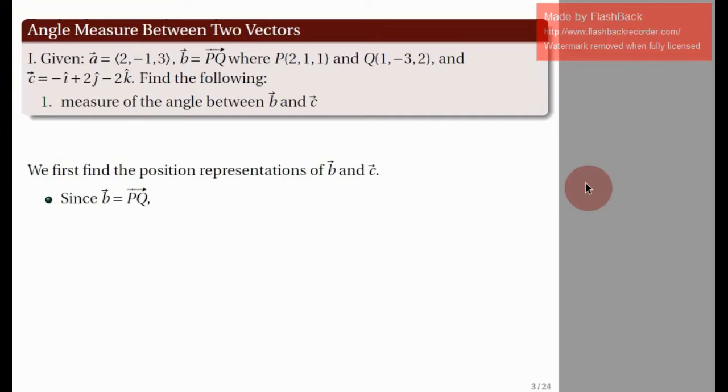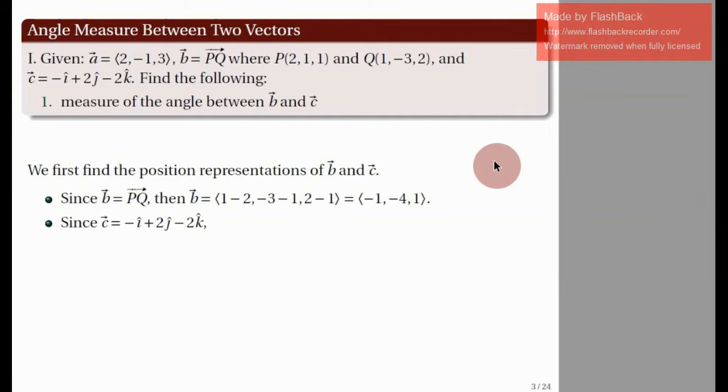For vector B, it is defined as the vector from P to Q, where P is the initial point and Q is the terminal point. To find the components of vector B, we will be subtracting the components of the initial point from the corresponding components of the terminal point. So doing that, here we have already the position representation for vector B.